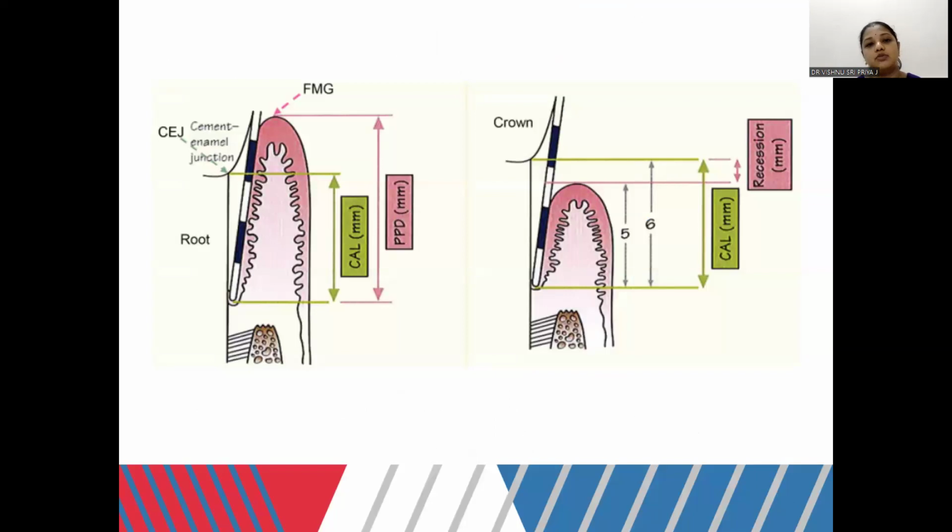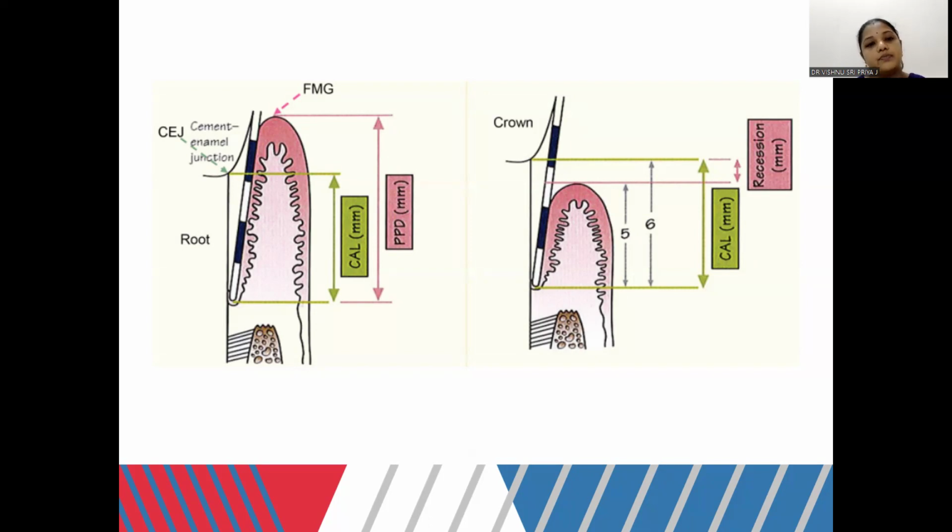So for example, to understand, we need 3 points to be remembered. The first will be the free marginal gingiva, which is the pink arrow. The second point is the green arrow, that is the cemento-enamel junction. The third point is your base of the pocket. So we should remember these 3 points. In case of clinical attachment loss, we are aiming to measure the distance from the cemento-enamel junction to the base of the pocket.